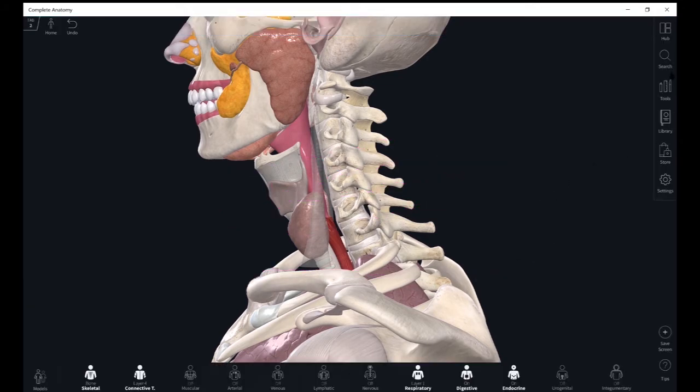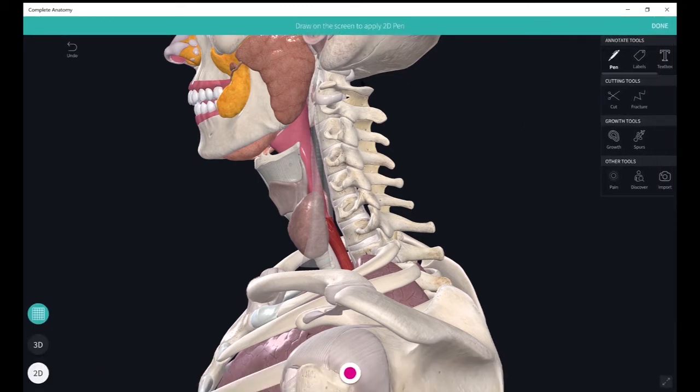Okay, so let's look at our surface anatomy from a lateral aspect. Some structures we'll be interested in here. Number one will be the mastoid process. Just inferior to the ear, we can palpate that. Just inferior to that will be the transverse process of C1.